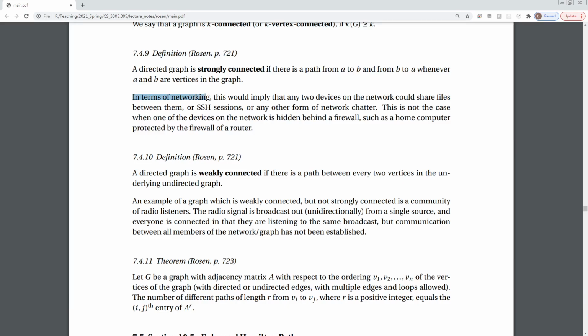Okay, so in terms of networking, this would imply that any two devices on the network could share files between them, or SSH sessions or any other form of network chatter. But it means that it can be initiated from either machine as well. This is not the case when one of the devices on the network is hidden behind a firewall, such as a home computer protected by the firewall of a router.